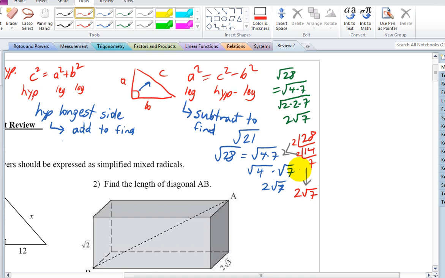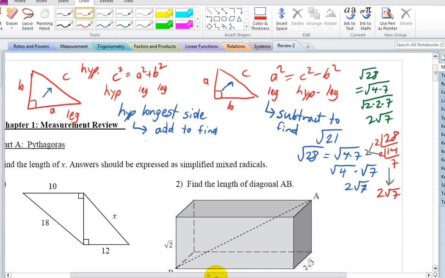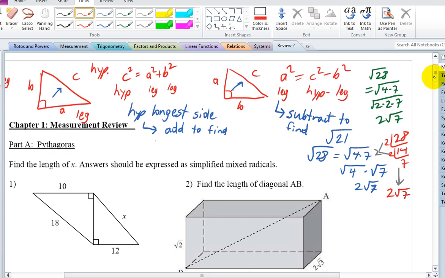Now the way I usually show my work is in the red. That's how I like to do it. Okay? Any questions? All right. So now that we got that cleared up, let's go ahead and do Pythagoras.